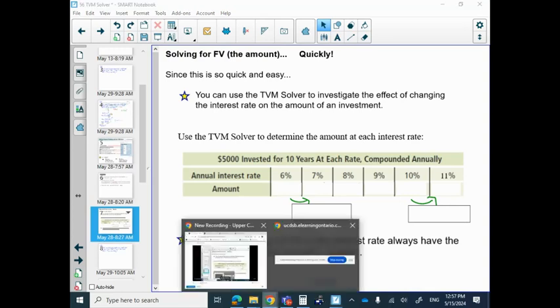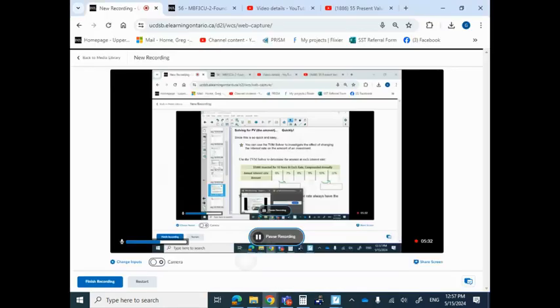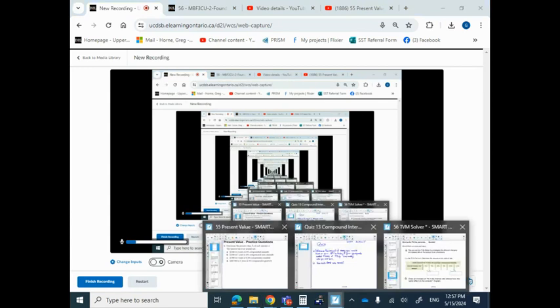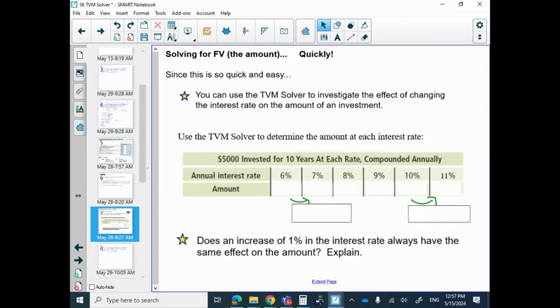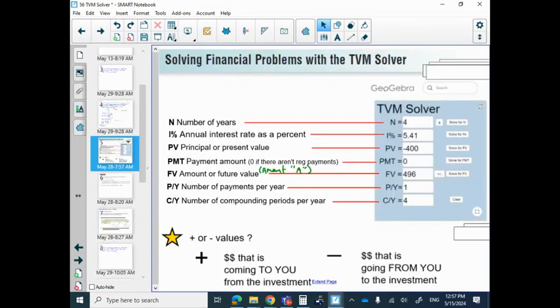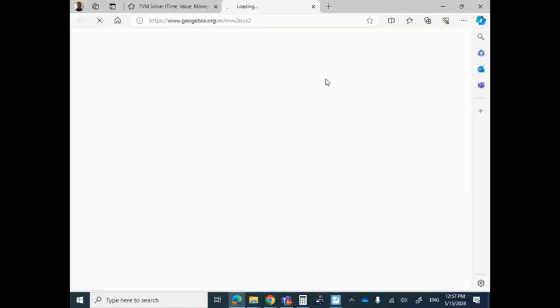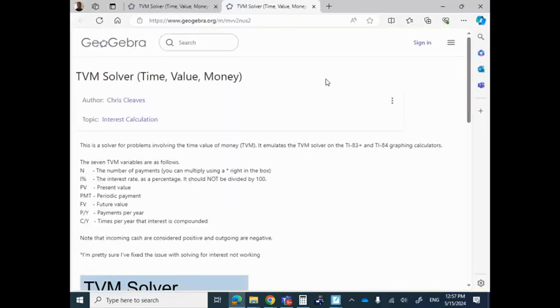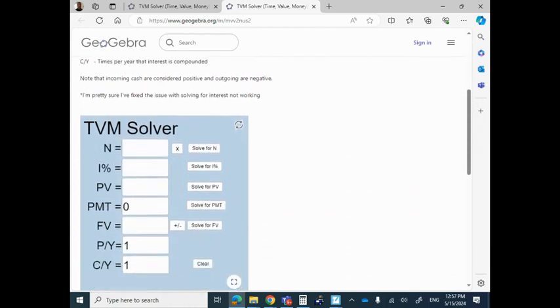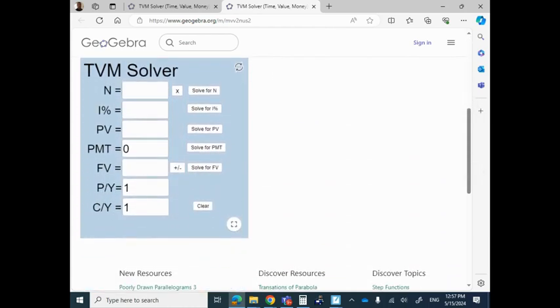So let's go to the TVM Solver. Have you been on that yet or not? I don't know. I thought I did, but up here in the file, there is a hot link that'll bring you to that. And here we go. All right, so let's go to this.